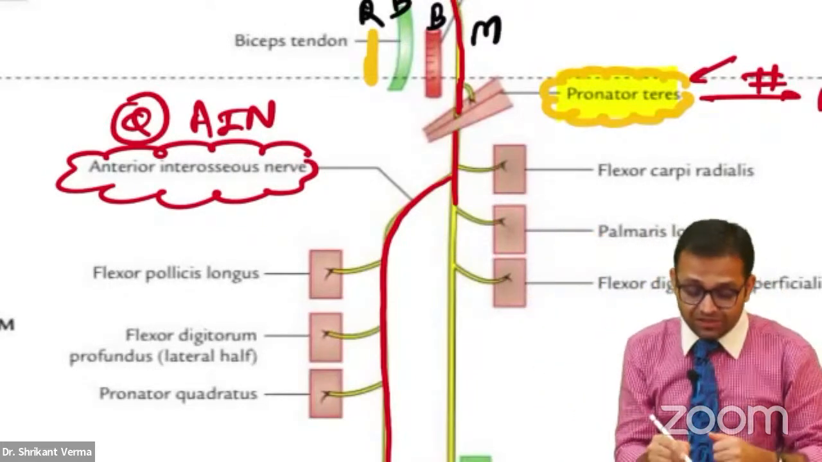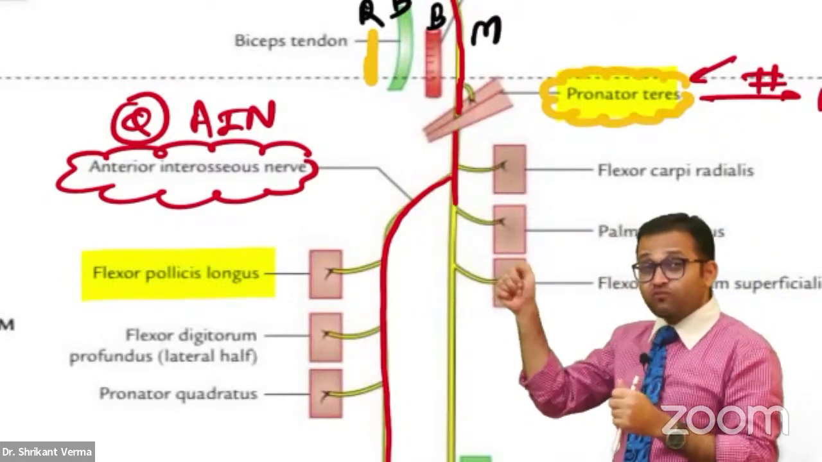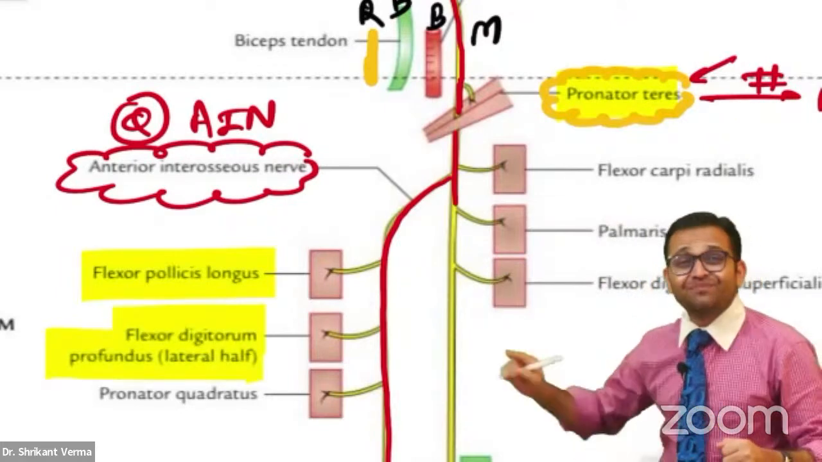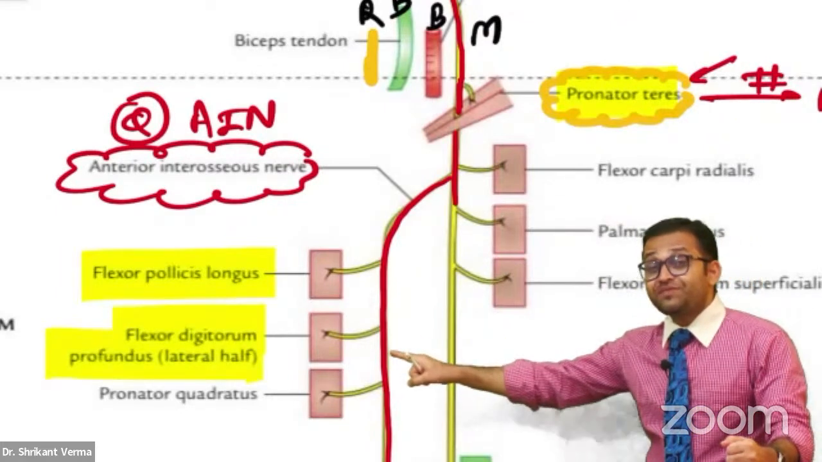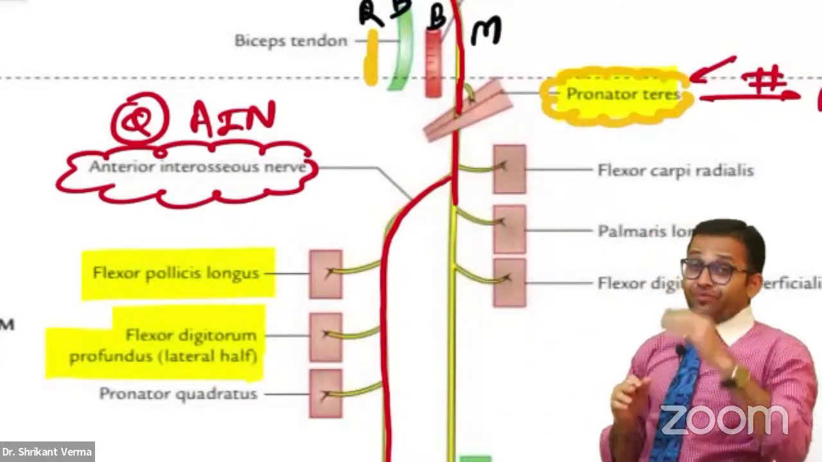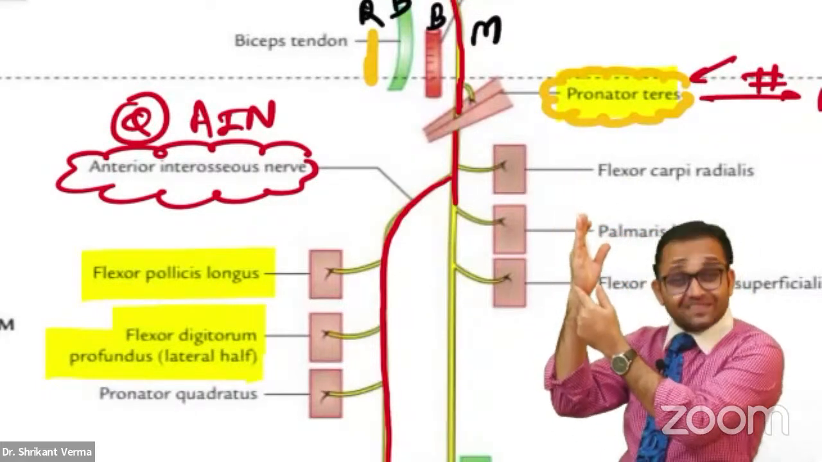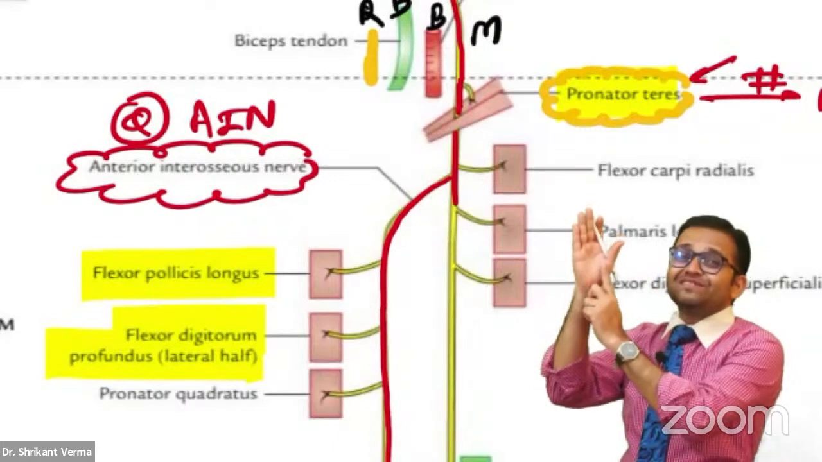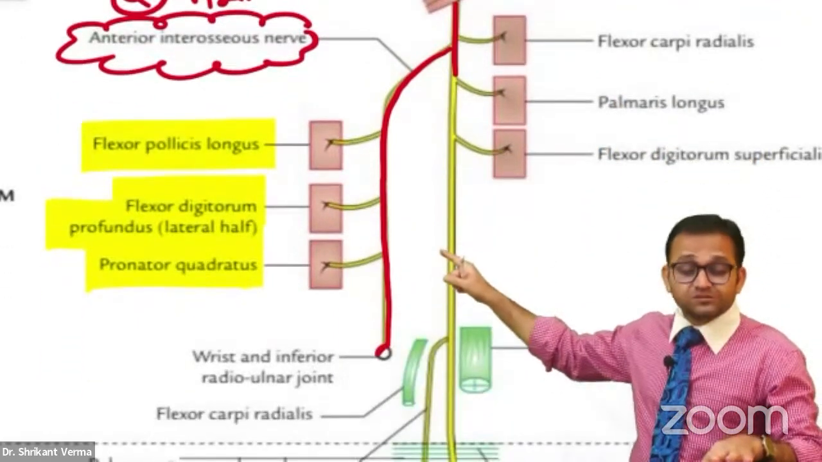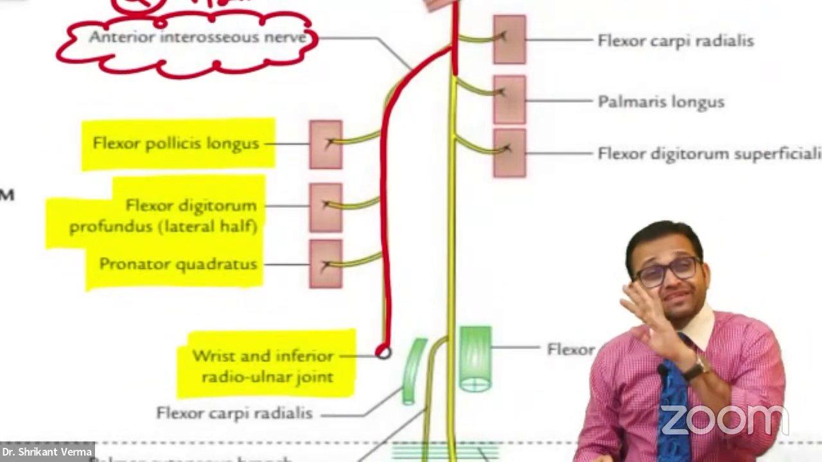What are the deep muscles? Try to remember. Flexor pollicis longus, responsible for the flexion of the thumb. Another is flexor digitorum profundus. Remember the flexor digitorum profundus. It is a hybrid muscle. The lateral half is supplied by the anterior interosseous nerve, a branch of the median nerve, but the medial half is supplied by the ulnar nerve. Because on the medial side, whose nerve is it? Ulnar nerve's. On the lateral side, whose nerve is it? Median nerve's. And then it supplies the pronator quadratus muscle. It supplies the wrist and inferior radioulnar joint, and it ends.